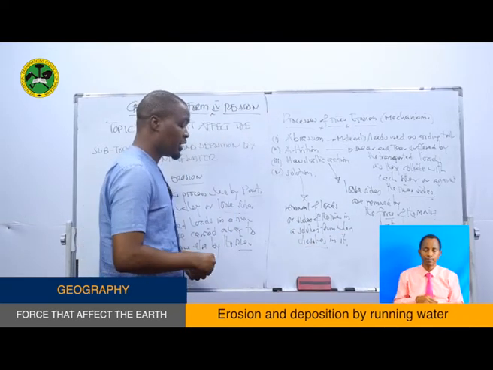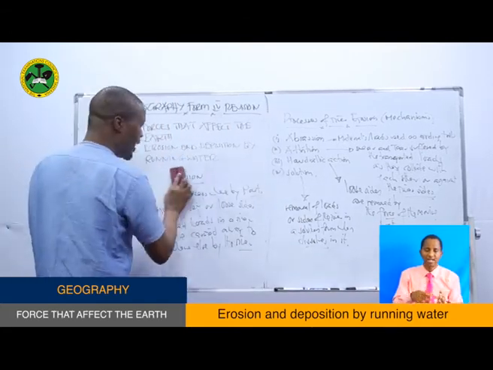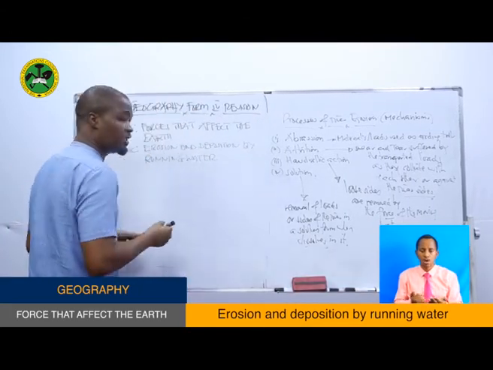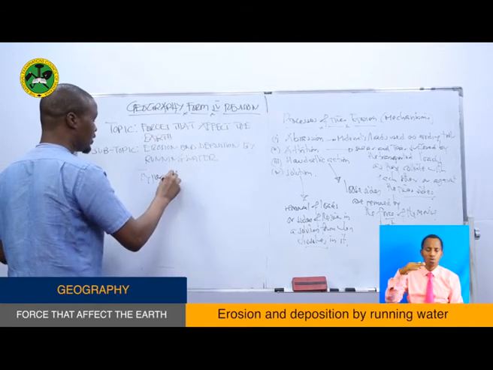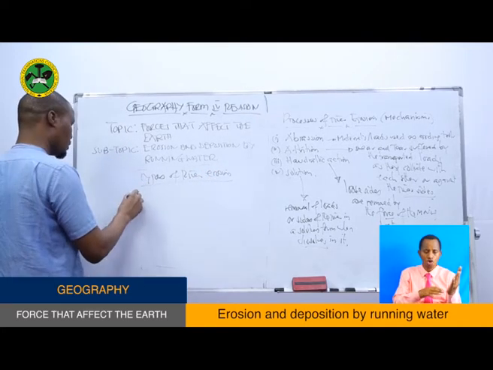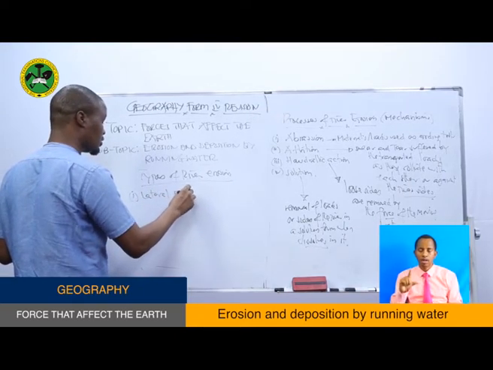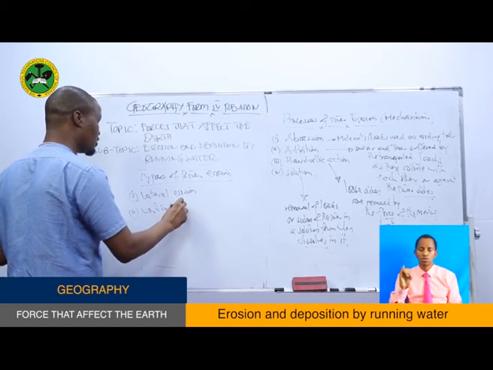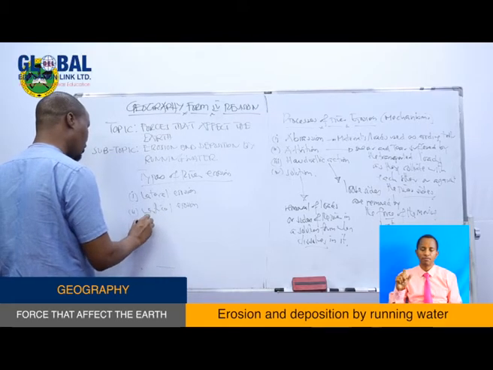So from right here, let's see the types of river erosion. What happened after all these processes or mechanisms have operated on the river valley? It means we have types of river erosion. We have the lateral erosion. We have the vertical erosion. Listen to me very carefully. Vertical erosion, as well as the headward erosion.